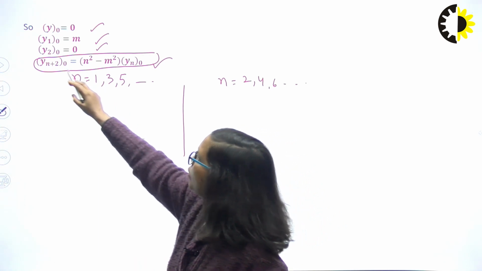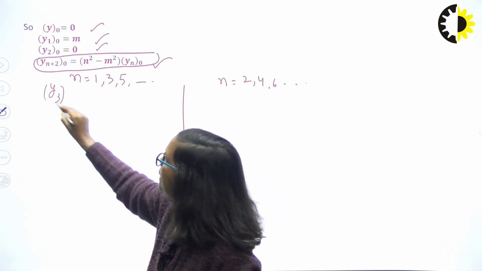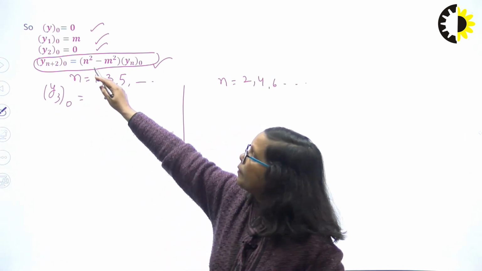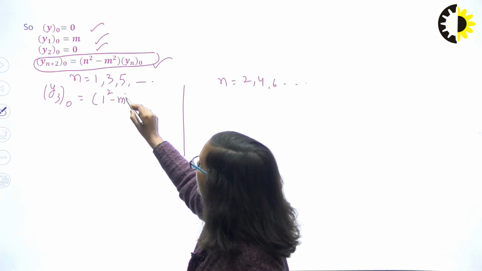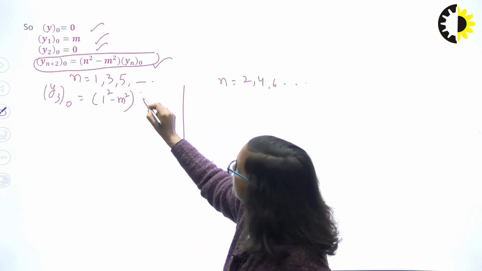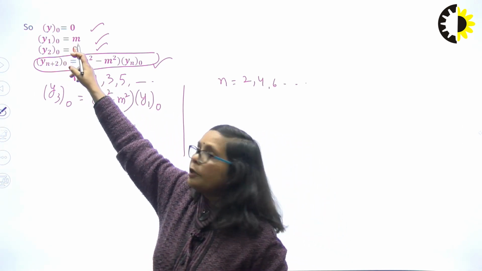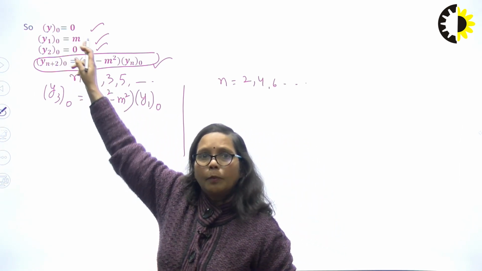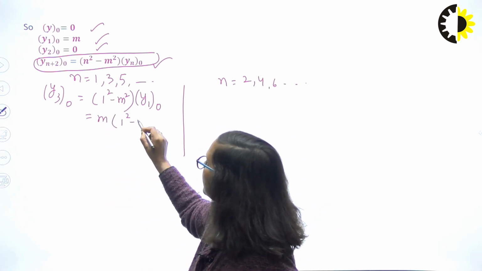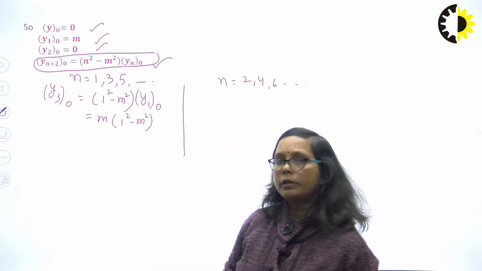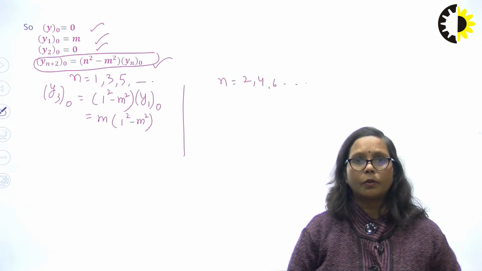Put n equal to 1 over here. Look at what we get. 1 plus 2 is 3, so on the left hand side we get the value y30. On the right, 1 square minus m square into y10, and y10 we already calculated. What is the value of y10? It's m. So putting the value of y10 over here, we get m into 1 square minus m square. This is the first value we have calculated from the recurrence relation, which is y30.